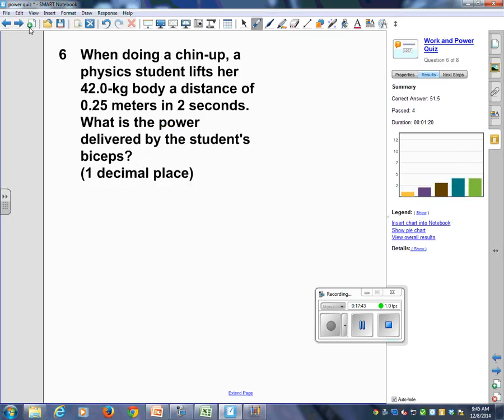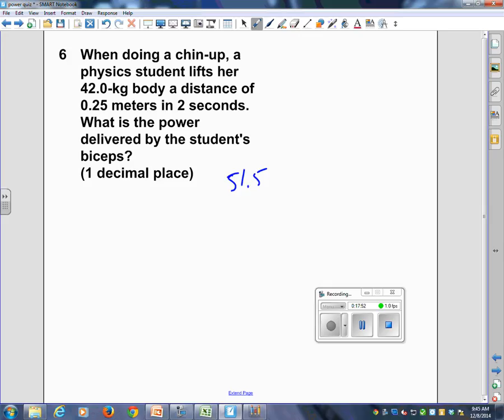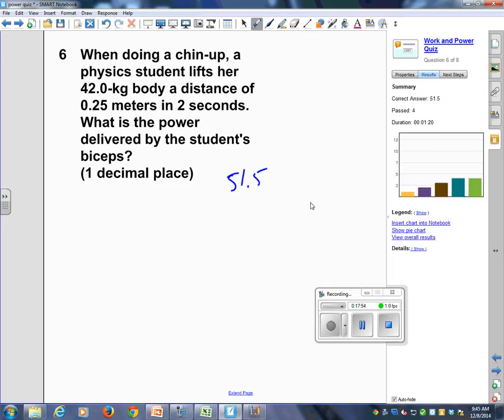When doing a chin-up, a physics student lifts her 42 kilogram body a distance of 0.25 meters in 2 seconds. What is the power delivered by the student's bicep? 51.5 is the answer, to 1 decimal place. How many people got that? I put 51.4.